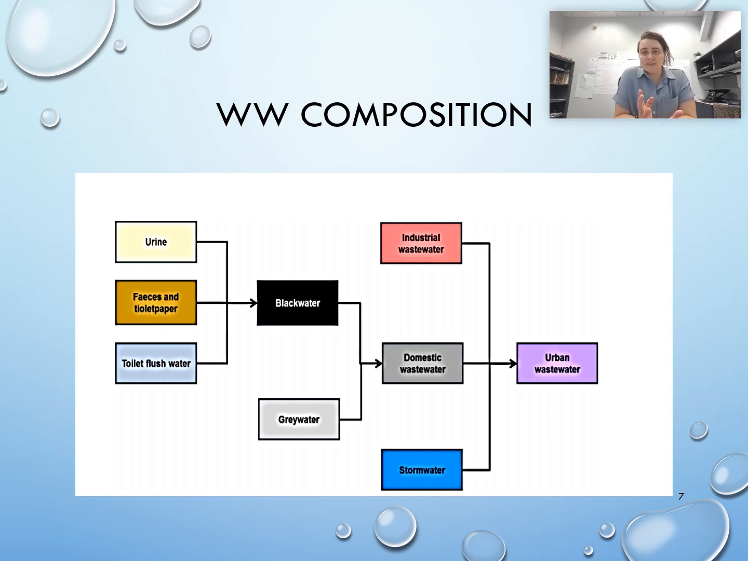And because it's coming from different sources, we tend to have a different kind of composition. So this is when we get to start talking about lovely terms throughout the semester, right? So in your toilet, you have urine, feces, toilet paper, toilet flush water, and that is what we call black water coming into this system. We also have what we call gray water. So this comes out of your dishwasher, your showers, things like that. Black water and gray water is normally combined together into what we call domestic wastewater.